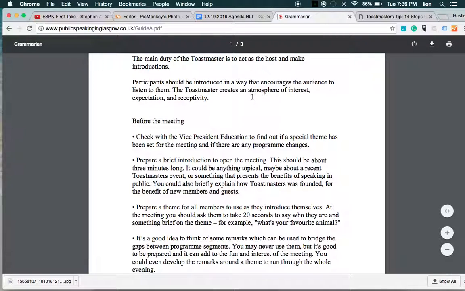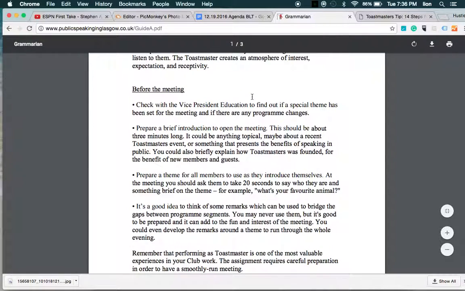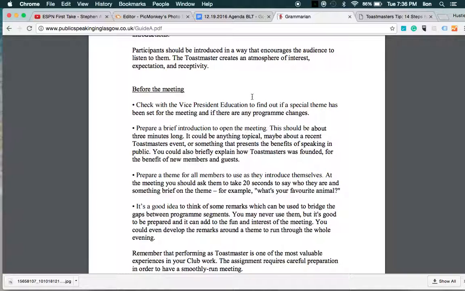Some of the things you want to do is find out from the VP of Education if there is any special theme going on for this meeting. Or you can create one for yourself. It may be about 2 or 3 minutes long. You might want to create a way for people to introduce themselves. You might say, hey, I want everyone to say their name, where they're from, and what their favorite animal is. What's your favorite movie? If you want to add a theme to the meeting. Or you could just say, hey, I just want y'all to give basic introductions and talk about your speech.